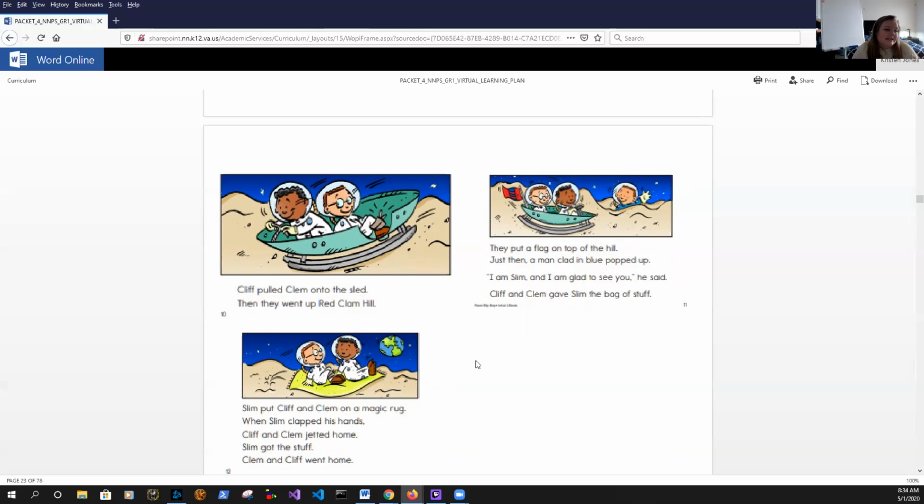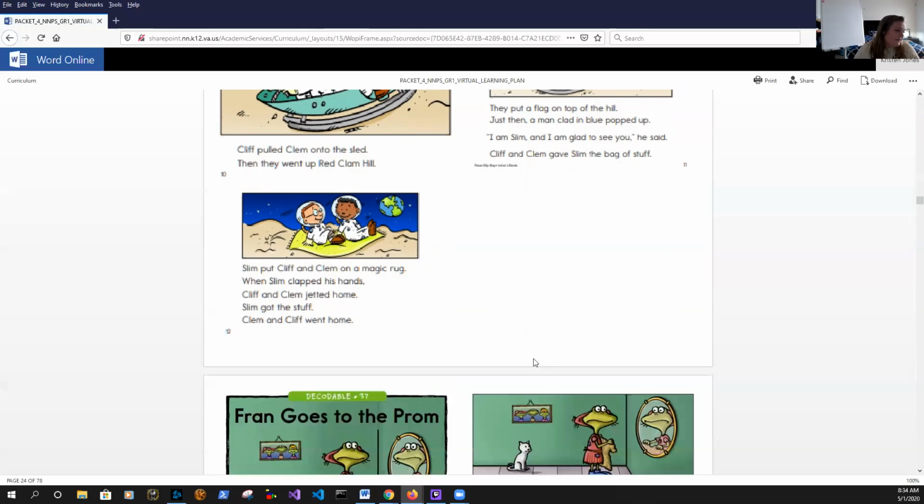Cliff and Clem gave Slim the bag of stuff. Slim put Cliff and Clem on a magic rug. When Slim clapped his hands, Cliff and Clem jetted home. Slim got the stuff. Clem and Cliff went home.